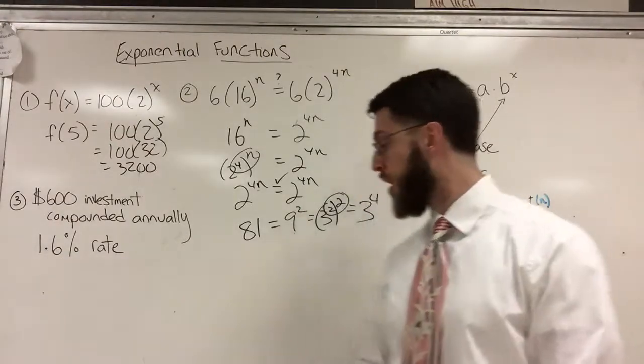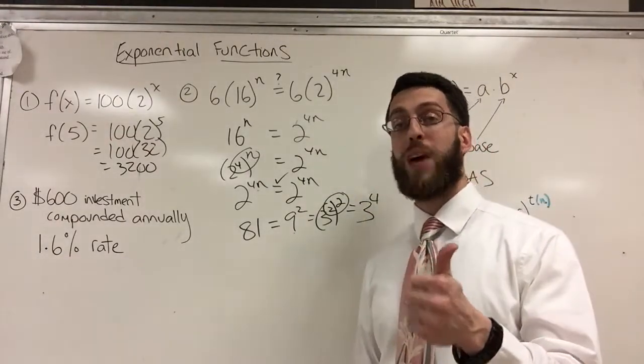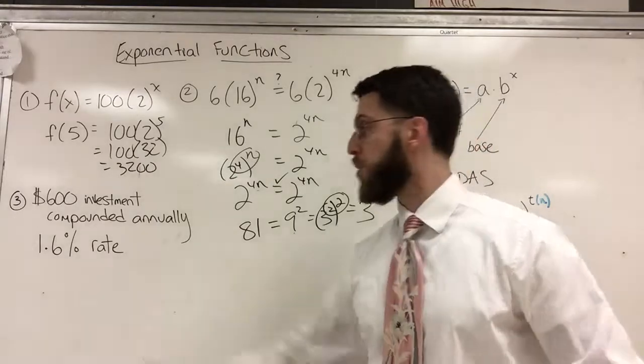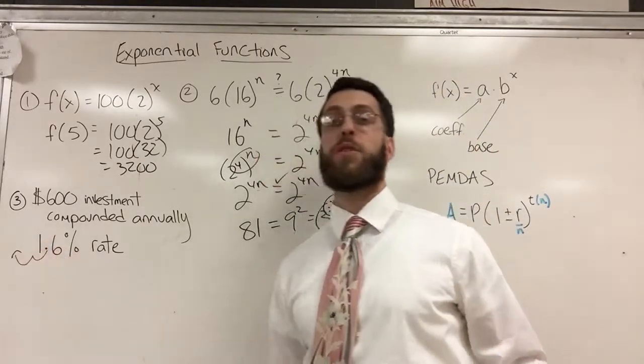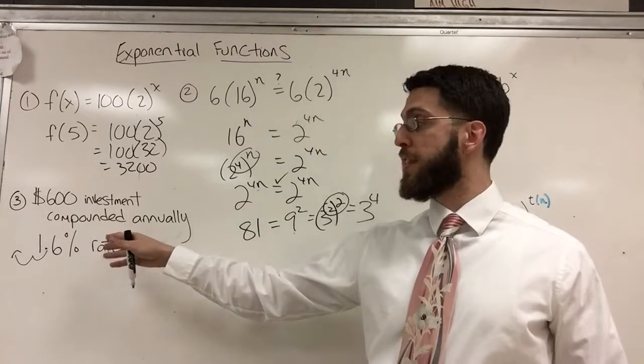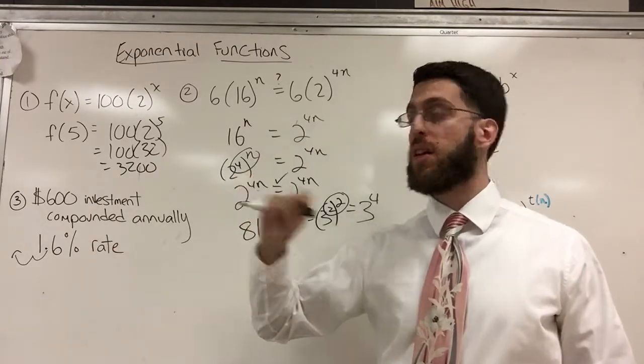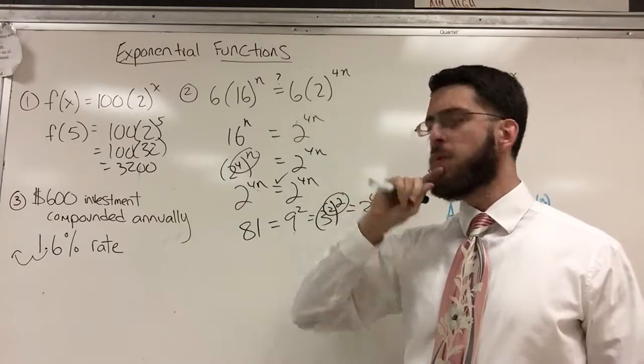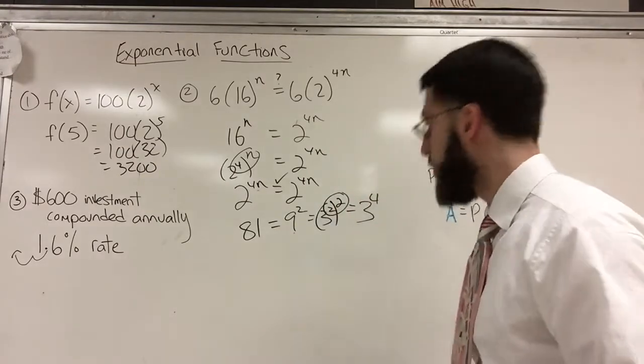Here's something you have to know: how to turn a percent into a decimal quickly. You take the percent and move the decimal to the left twice. It's really like dividing by 100. Move the decimal to the left twice. You learned that in, I don't know, fourth grade? So let's do that.